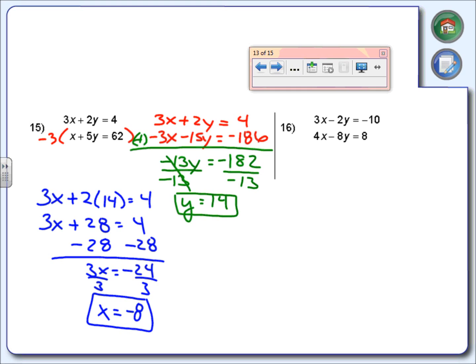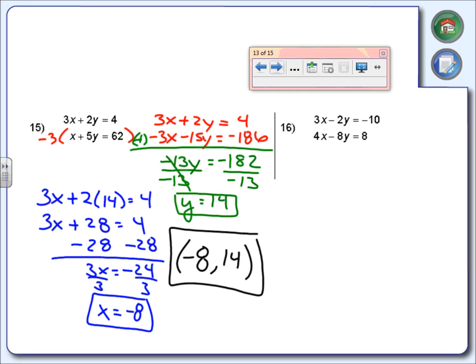So Samantha, how are we going to write that as an ordered pair? What number goes first? What goes first in the ordered pair? The x or the y? X. And what is the x? Negative 8 and 14. So make sure you write the answer like this. All right, so there's our answer, our solution to the system. Go on to number 16.